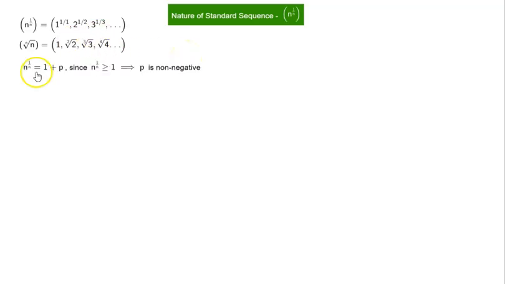and so on. We can say n to the power of 1 by n is equal to 1 plus p, since n to the power of 1 by n is greater than or equal to 1, which implies p is non-negative. Taking both sides to the power of n, we get n is equal to (1 plus p) to the power of n. What we are going to do is figure out the upper bound for p. Lower bound we already know is 0.